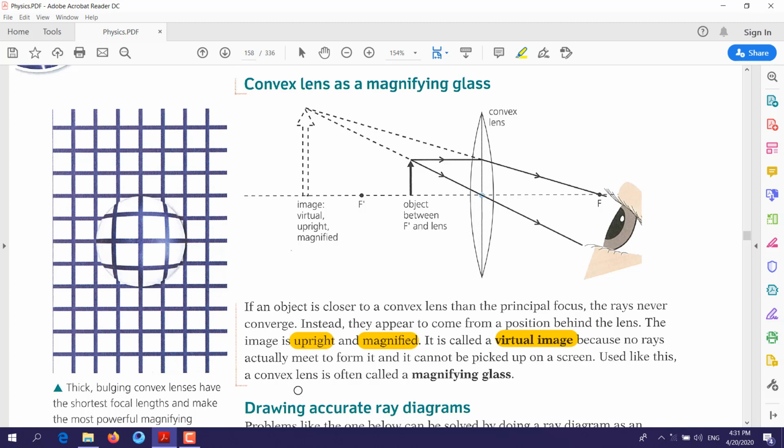Used like this, a convex lens is often called a magnifying glass. Again, we can use a convex lens to make things look bigger. Why does this happen? Because the object is closer to the convex lens than the principal focus. So the image will be upright and magnified. What do we call this kind of image? We call it a virtual image.